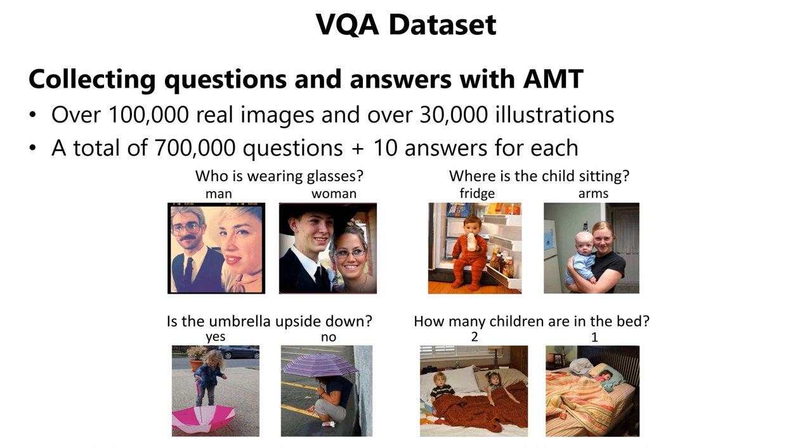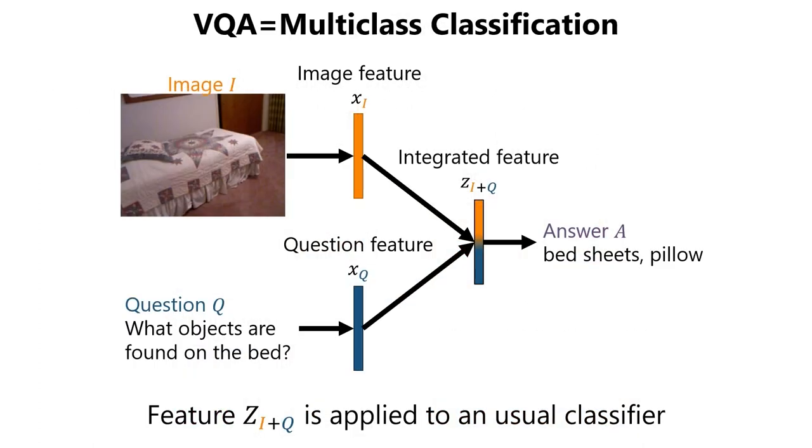We take an image input, extract image features from it, take a question input, extract question features from it, and build a multi-class classifier on a vector of features that integrates these two types of features by some means. As the output of that classifier, we can train this multi-class classification problem with each of the known answers in the training dataset as a single class. So, whether it consists of two words like bedsheets here or one word like pillows, you are training a multi-class classifier to identify them all as one separate label.